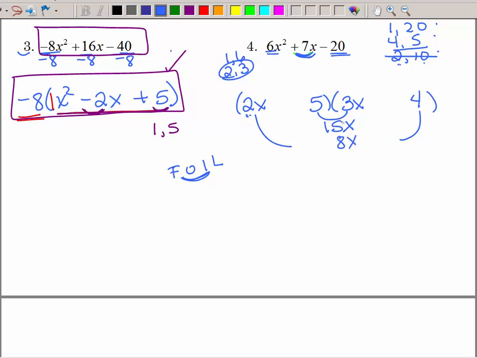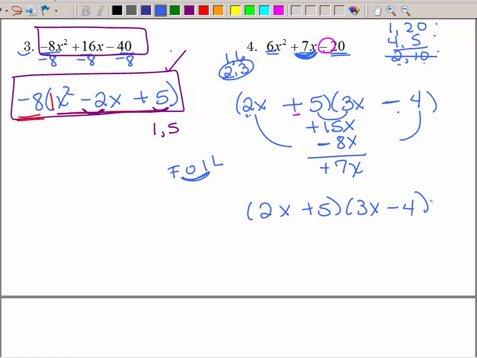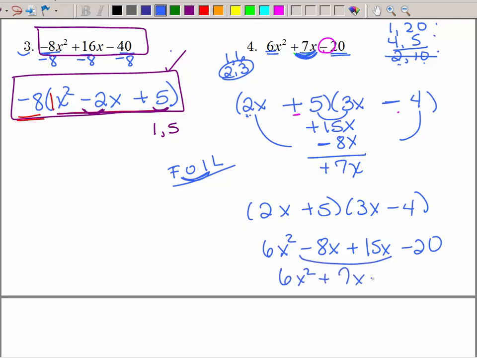Can I add or subtract 15 and 8 to get positive 7? Well, I think if I make the 15 positive and the 8 negative, that would give me a positive 7x. So if I put a plus here and a minus there, checking my signs, positive times negative gives me that negative 20. So let me just write that a little bit neater. 2x plus 5 times 3x minus 4. Again, if you check that by foiling it out, you're going to get 6x squared minus 8x plus 15x minus 20. You put those together, and that's going to give us our positive 7x.